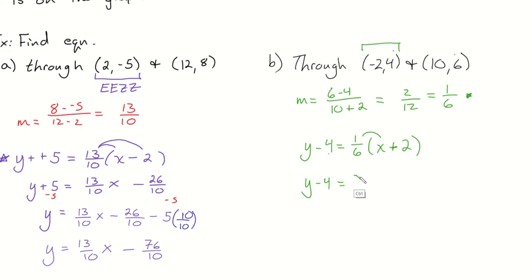Okay. That's fair. 2 over 6, does that simplify? 1 over 3 after we simplify it. We're almost done. What should I add to both sides of this equation, Joselina? If I want to solve for y, what would you add?